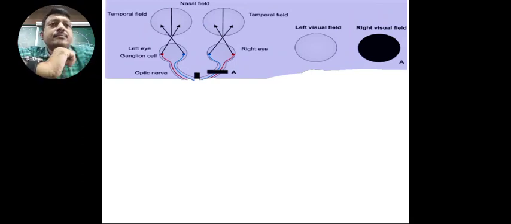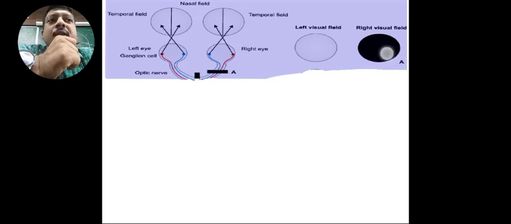Now, this is the right eye and this is the left eye. Now this is the optic nerve, the right optic nerve. Damage to the right optic nerve at point A is responsible for right-sided loss of visual field. That means blindness of the right side.